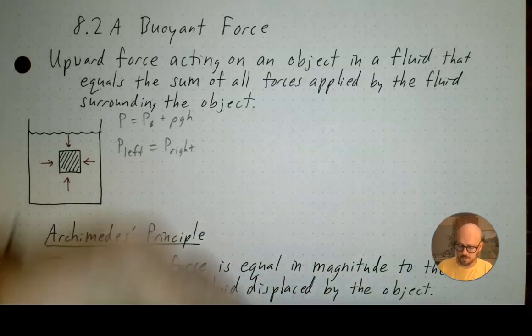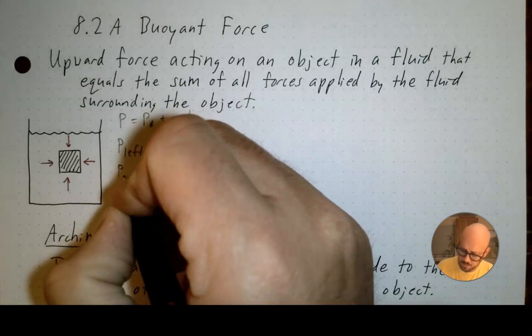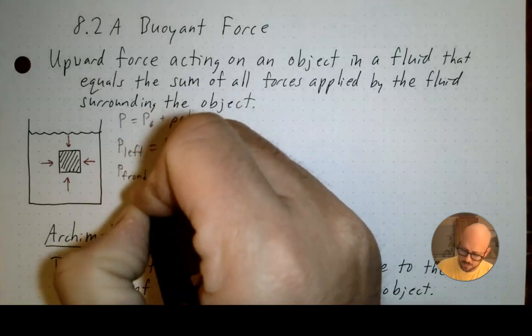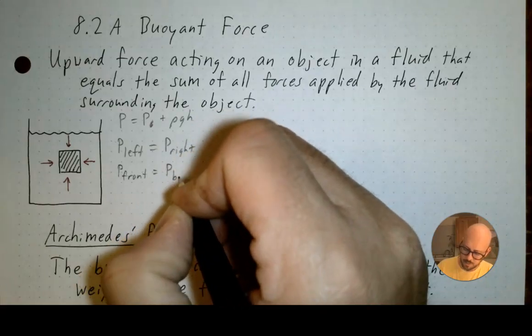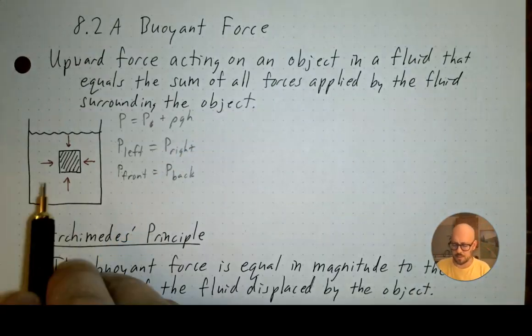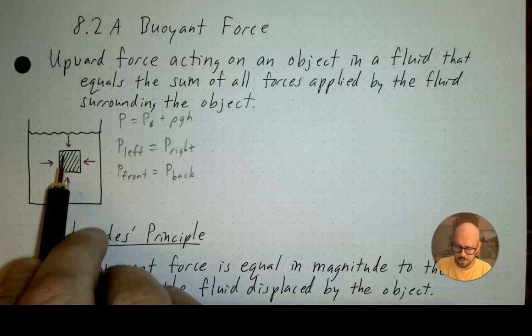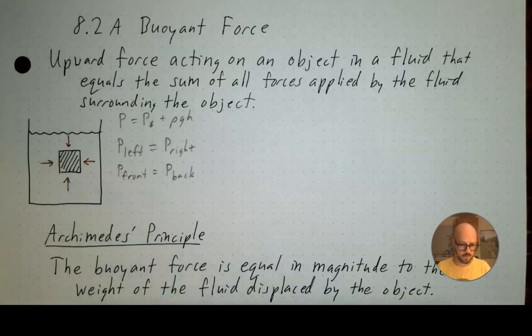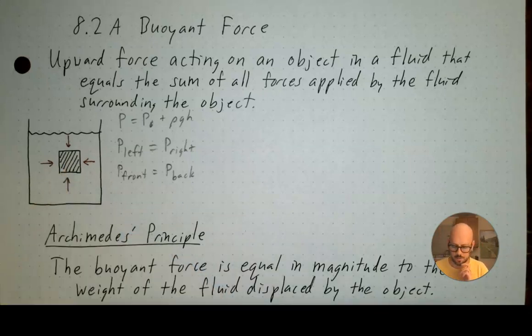Same thing happens to the forces that are exerted on the front and the back. We can't see those arrows, but the pressure exerted at the front of this cube is equal to the pressure exerted at the back of that cube. And again, same thing with the symmetry. Even though the pressure is lower near the top of the cube and higher at the bottom, it is symmetrically divided. And so there's no net pressure at any point along the front and back faces.